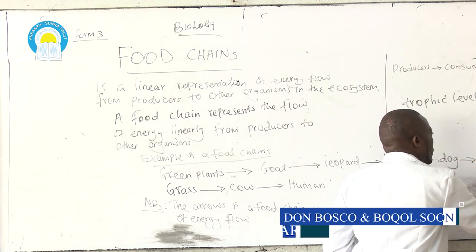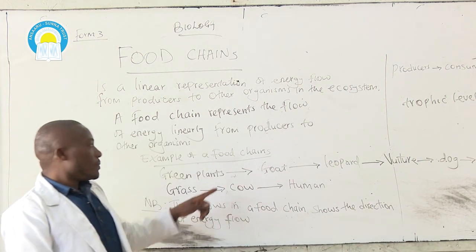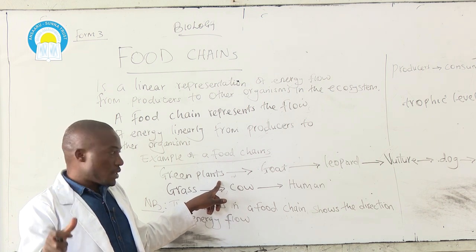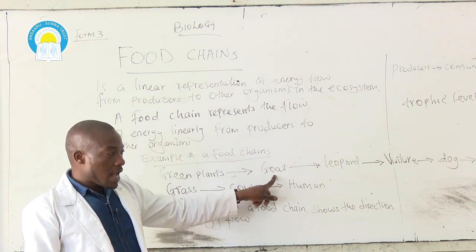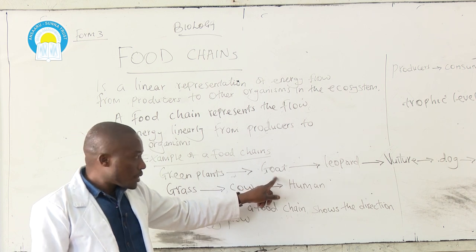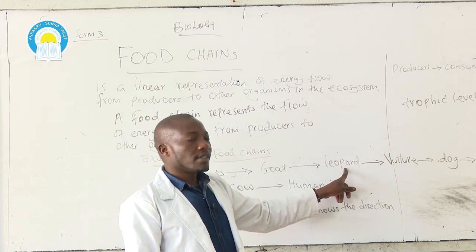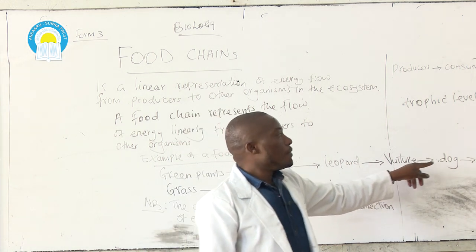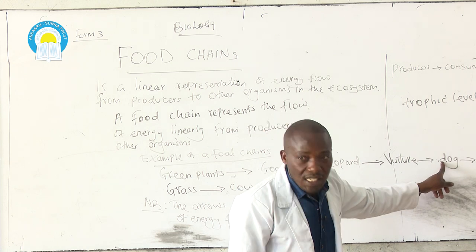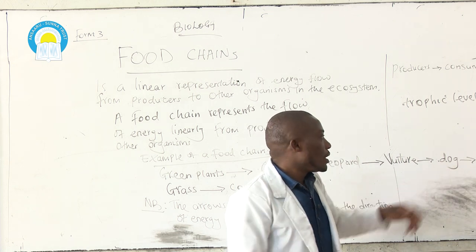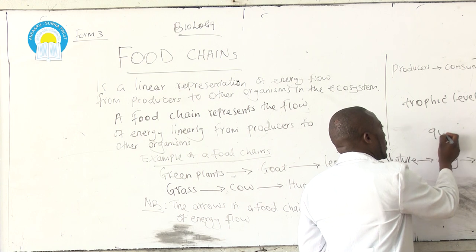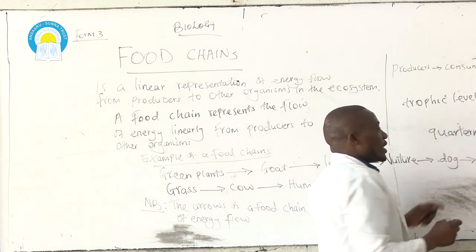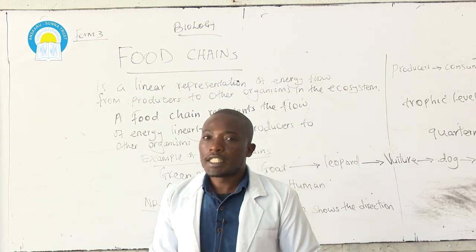That's just an example. So the green plants are primary producers, or simply they are producers. Goats are primary consumers. Leopards are secondary consumers. Vultures are tertiary consumers. The dog in this case is the quaternary consumer. Then the bacteria are now called decomposers.